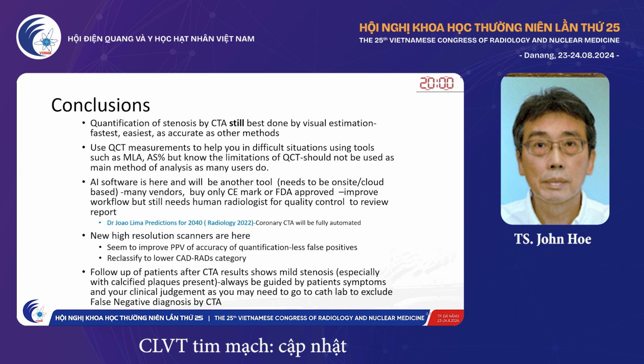So in conclusion, quantification of stenosis by CT is still best done by visual estimation. It's the fastest, easiest, and as accurate as other methods. You use QCT measurements to help you in difficult situations, using tools such as MLA or area stenosis percentage, but you should know the limitations.